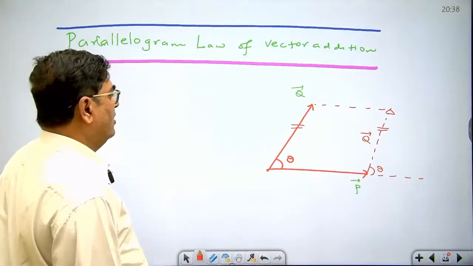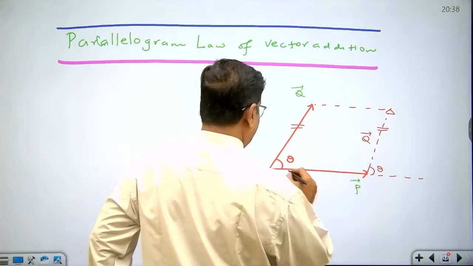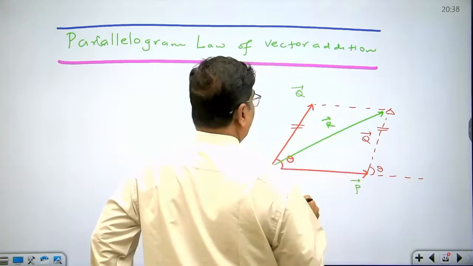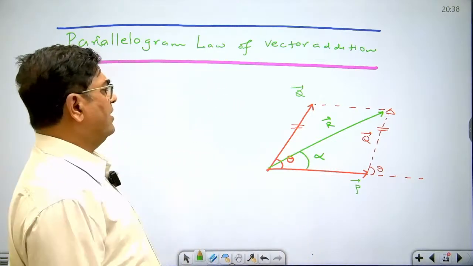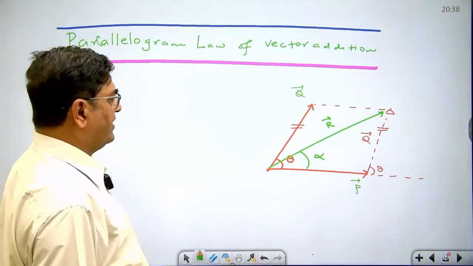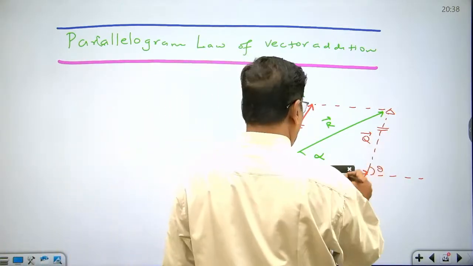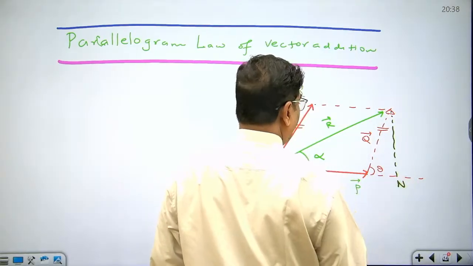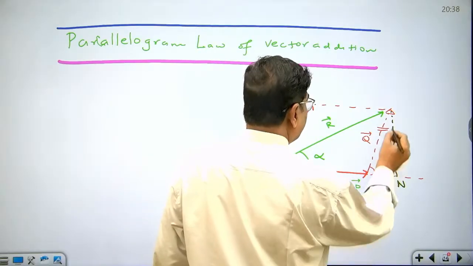So dear student, what is the resultant of P and Q? This is the resultant of vector P and vector Q. Let us assume this resultant makes angle alpha with vector P. Now for finding the resultant value, we are making the vector component of vector Q. And we already know how to make the vector component. Just drop the perpendicular. Let us assume this is at point N, at 90 degrees. Suppose this is point A, this is point B, this is point C.